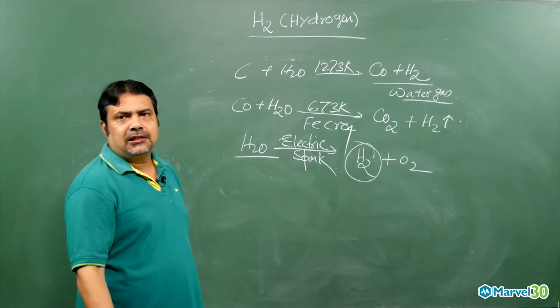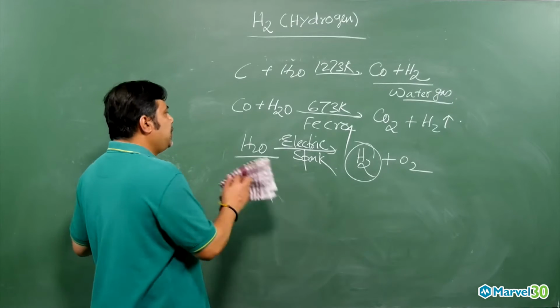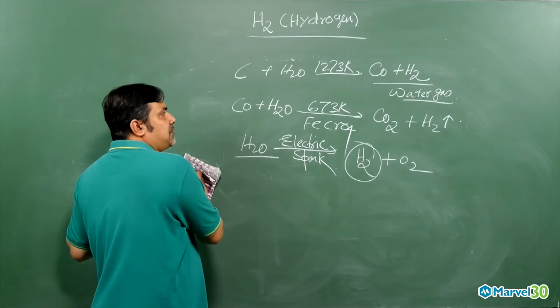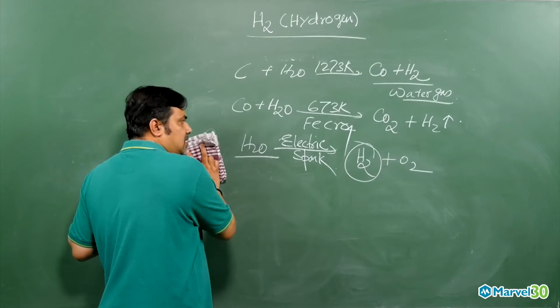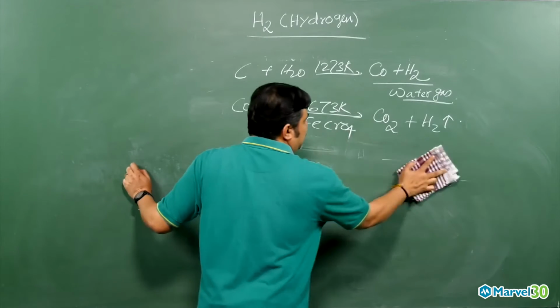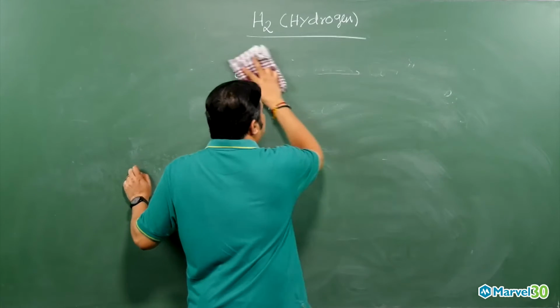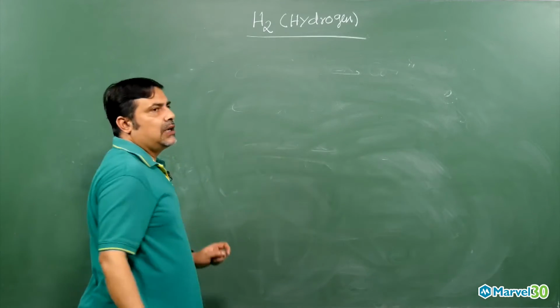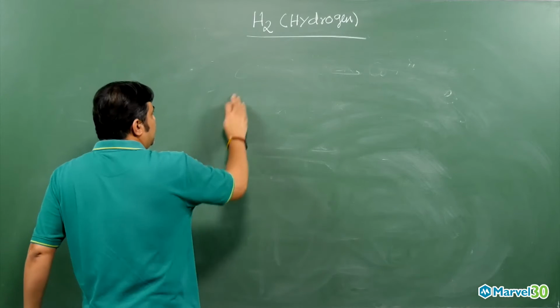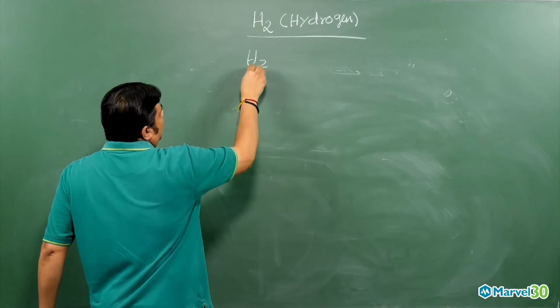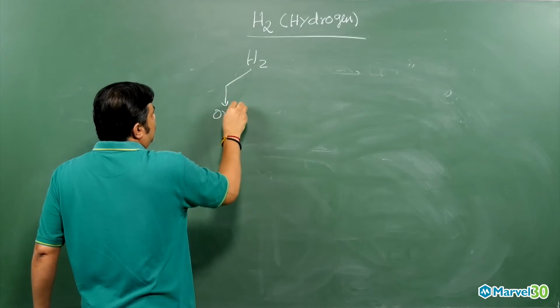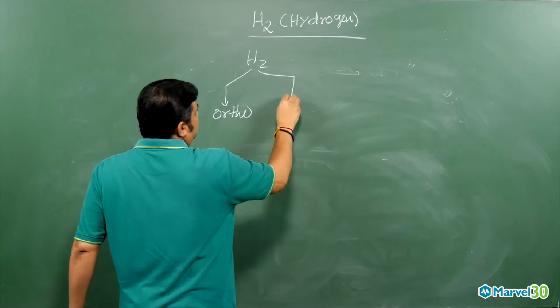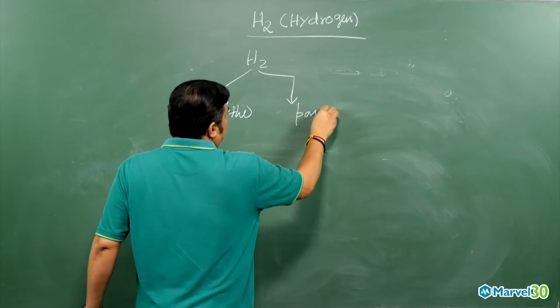Once you understand these preparations, a few different types of hydrogen we need to know, their reactions we need to know, and then we have to proceed towards that. So if you understand these simple reactions, then you need to know that there are two types of hydrogen possible. One is orthohydrogen and one is parahydrogen. What is that ortho and para?